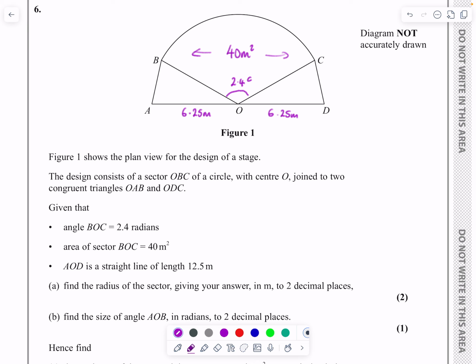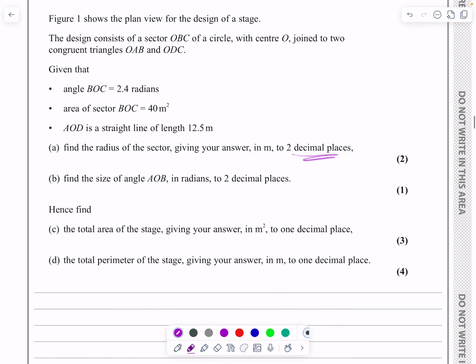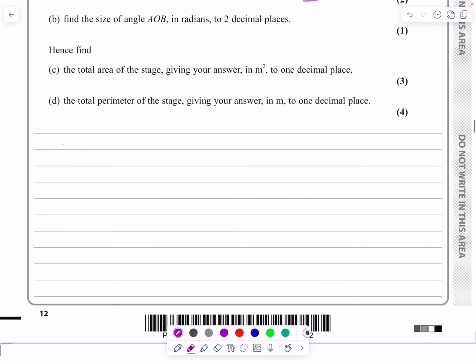And then what does it say? It says, can we find the radius of the sector, giving our answer to 2 decimal places? Well, yeah, I should be able to do that. We'll just go through and do that bit, then we'll have a look at the rest of it and just work our way through it.